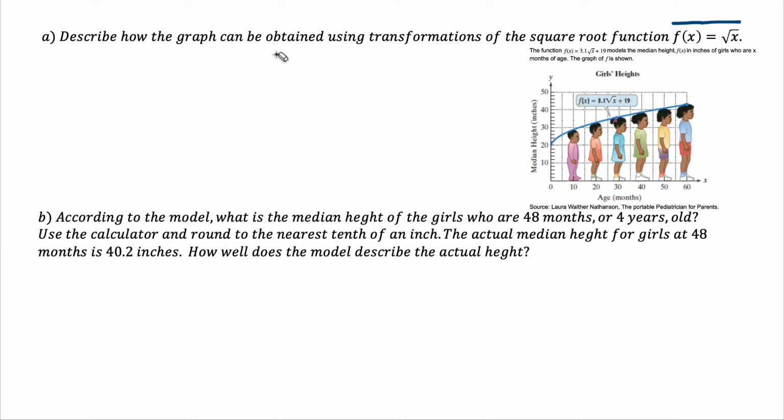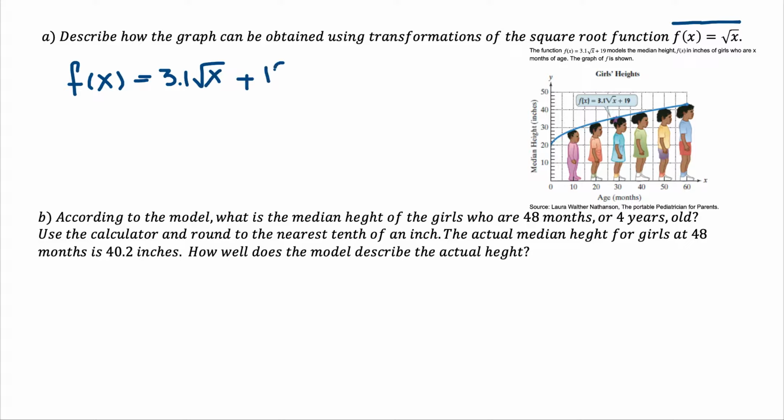Describe how the graph can be obtained using transformations of the square root function f of x equals the square root of x. So if we want to see how we can obtain this function, f of x, I'm writing with the same notation, but let's say this is blue and the other is black. This one is 3.1, the function is the square root of x, and plus 19. So this is the function here.